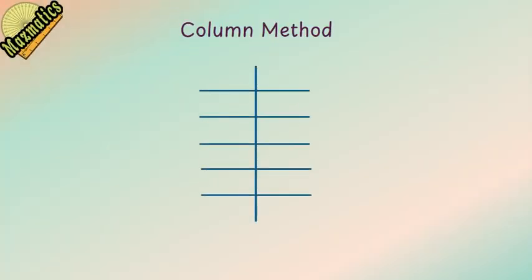Column method. We draw a simple table with two columns. Write 42 at the top of the right column. Keep dividing by prime numbers until all numbers in the left column are prime. The numbers on the left are the prime factors.